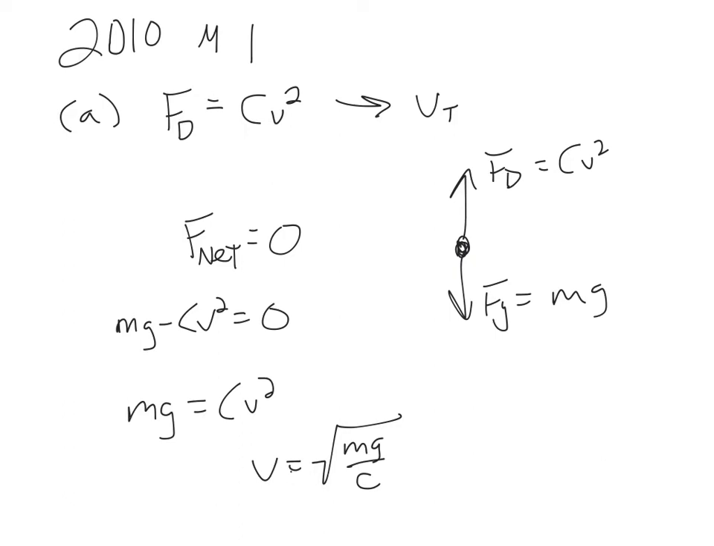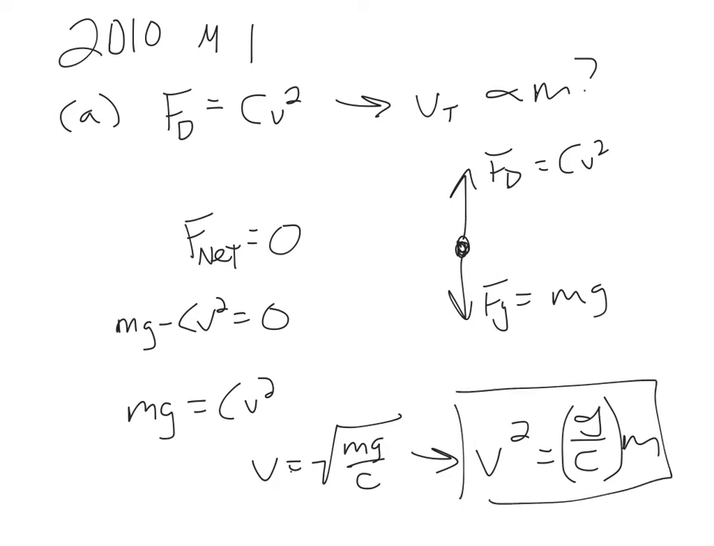Oh, wait a minute. Sorry. They don't want just the terminal speed, but they want to know the relationship between terminal speed and mass. So I'm actually going to rewrite this. I'm going to leave it as v squared equals (c/mg)... I mean mg over c. Like I said, I want to keep my constants all together and leave the variable by itself. So this is where you want to end it off. You can't end it off here, but this one looks a lot better.